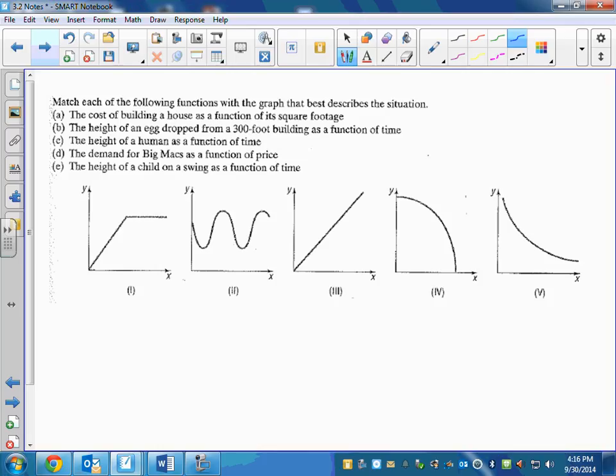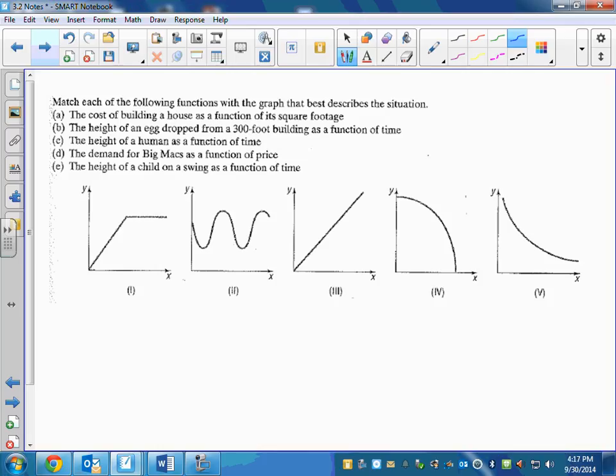The height of a human as a function of time. So think about it, you're going to grow for a while, but then you're going to stop. The demand for Big Macs as a function of price. Well, we could argue that people always eat Big Macs or they never eat Big Macs, no matter what the price is. But think about supply and demand. If the price goes up, the demand's going to go down. And the height of a child on a swing as a function of time. The height is going to go up and down, up and down, up and down.